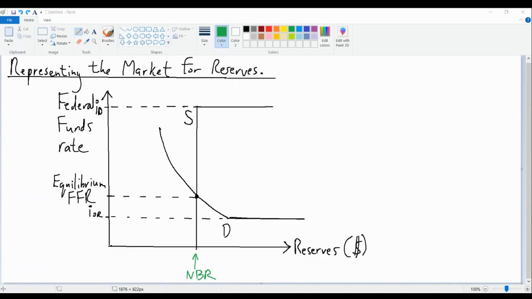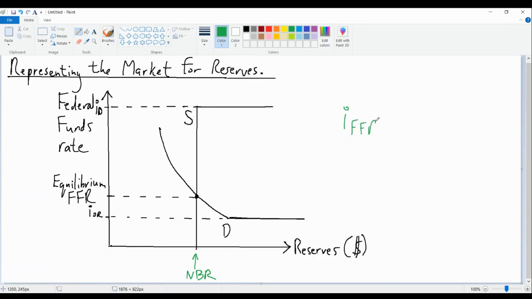Sophia has a question. So anything past the non-borrowed reserves is all borrowed reserves? Yes. So if you had a point here, this is non-borrowed, this is borrowed, sorry. That's Sophia's question. The other question was just to go over this again.